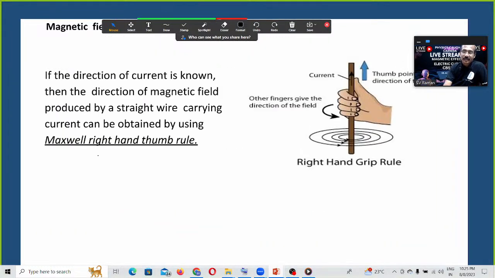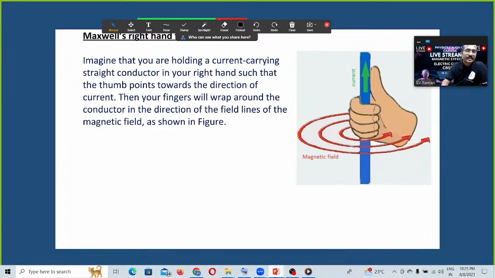For the direction of magnetic field lines, we need to apply Maxwell's right hand thumb rule. As per Maxwell's right hand thumb rule, we have to place the thumb along the current direction. The remaining four fingers will give the magnetic field direction. As per the rule, thumb following current direction, remaining four fingers will give the magnetic field direction. This is the most important.